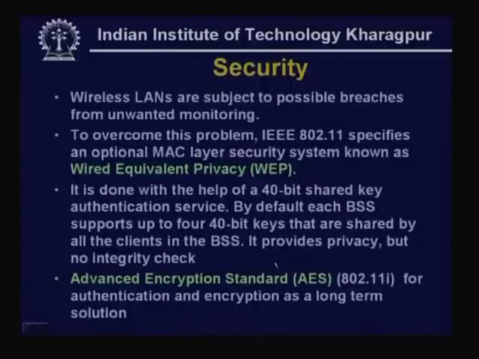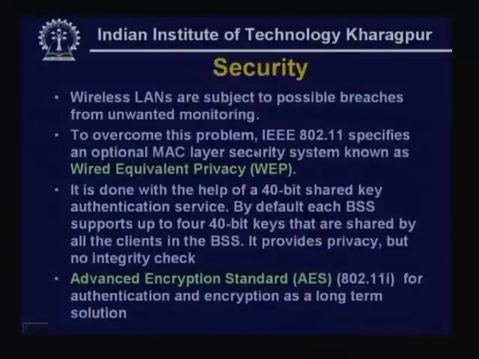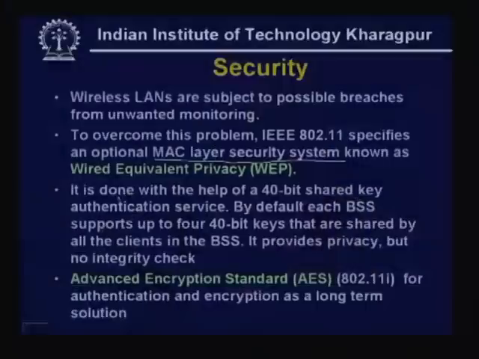Now, coming to the security, wireless LANs are subject to possible breaches from unwanted monitoring, because as we have seen, in case of wireless LAN, all the other stations within the range will be able to hear. So, how to overcome this problem? To overcome this problem, IEEE 802.11 specifies an optional MAC layer security system known as wired equivalent privacy. The basic idea is that it should have the privacy level or security level same as the wired LAN. So, to do that, what is being done?